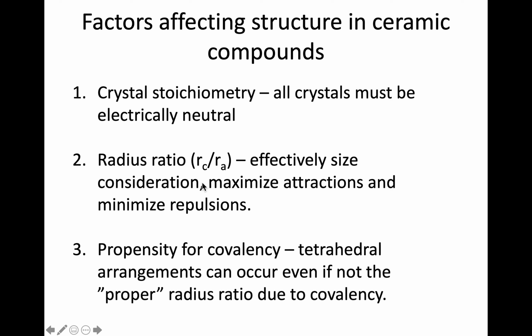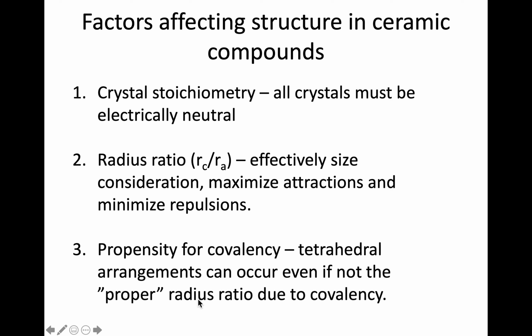Also, we're going to look at the radius ratio, and that's defined as the radius of the cation over the radius of the anion. This might be something you remember from MSE 201. This is basically a size consideration, the relative size of the cation and anion. The idea is that it maximizes the Coulombic attraction between dissimilar charges and minimizes the repulsion. So even though we're talking about size, it also has to do with the bond force and energy.